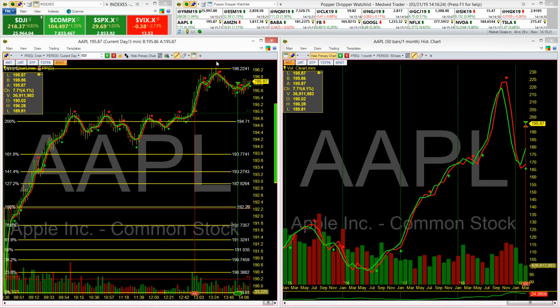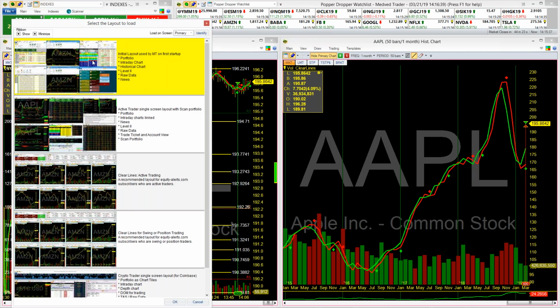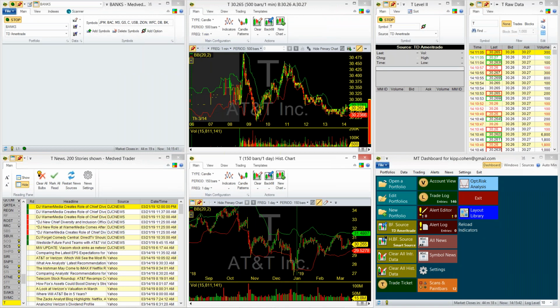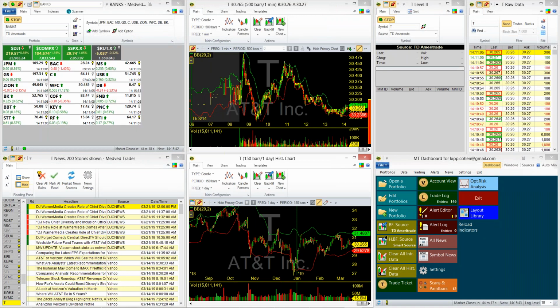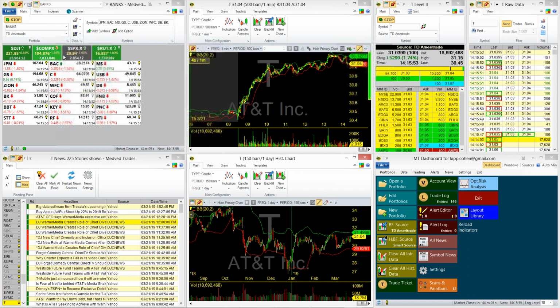So you can build out from a single chart to 100 charts, depending on how much screen space you have, and you can add different windows. So I'm just going to show you real quick the opening initial layout that Medved gives you if you were just to go sign up and use their platform. This is the base layout. So you've got what's called a watch list or portfolio on the upper left window. Okay, that's this window. This is where you put different stocks in that you're going to follow every day.